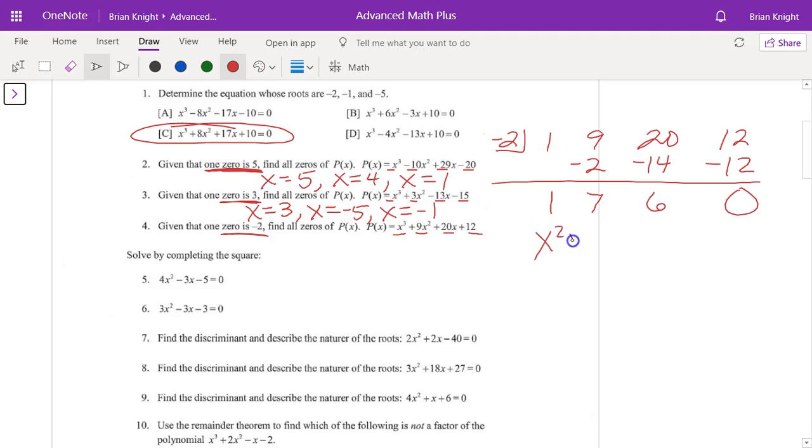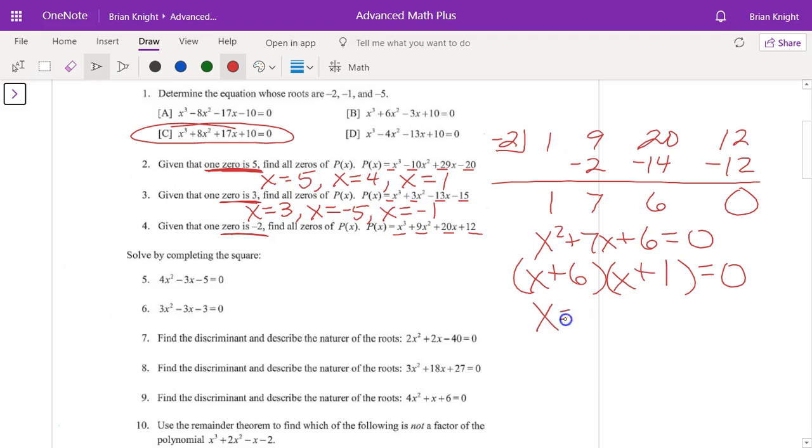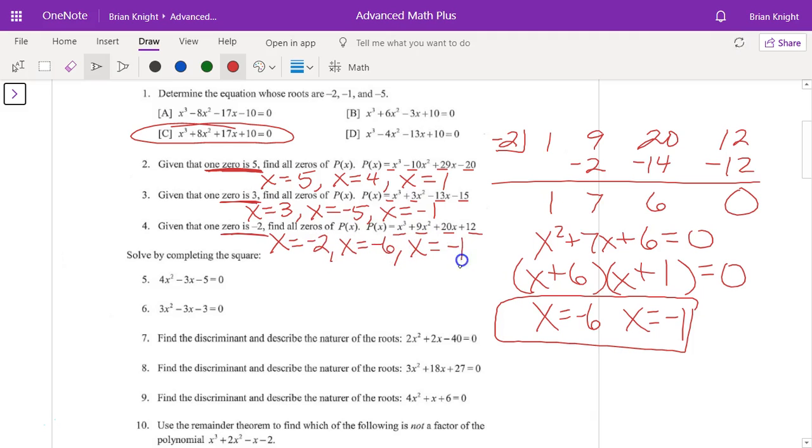So x squared plus 7x plus 6. What two numbers multiply to be 6 and add up to 7? Positive 6 and positive 1. Set both of those equal to 0. You get negative 6 and negative 1. So x equals negative 2, x equals negative 6, x equals negative 1.